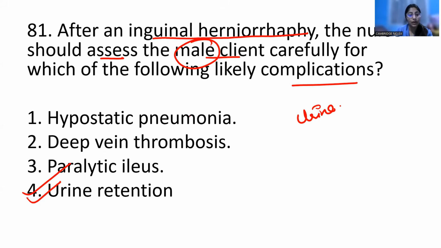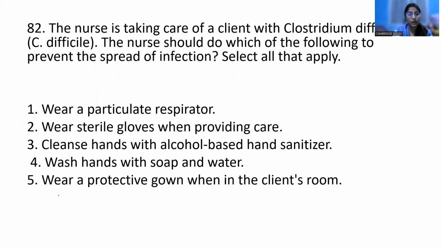Hypostatic pneumonia, deep vein thrombosis, and paralytic ileus are complications that can happen after any surgery. These are not specific to inguinal hernia. They are complications, but they're general complications that can occur with any surgery. For inguinal hernia, urinary retention is a specific complication. So that's what we need to assess in the client. Now, let's look at the next question.